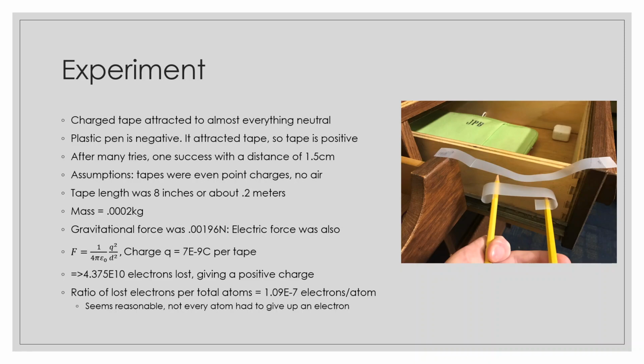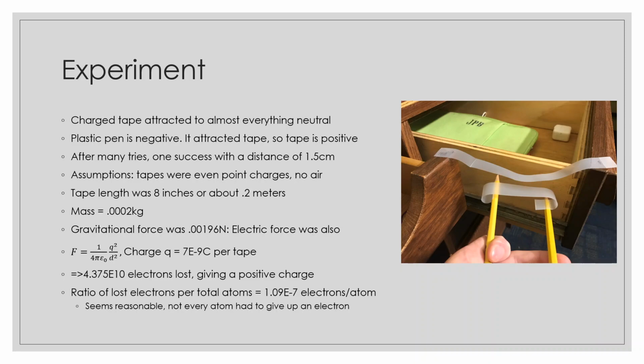So my tape was 0.2 meters long, weighed 0.0002 kilograms. Like I said, the distance was 0.015 meters. And using force equals mg, gravitational force was 0.002 newtons approximately, because by the momentum principle, we know that the gravitational force and the electric force were equal. The electric force is also 0.002 newtons.